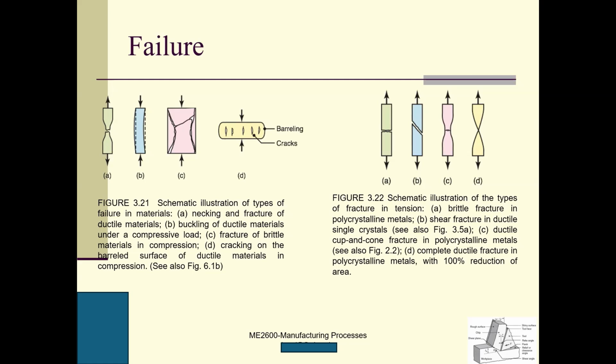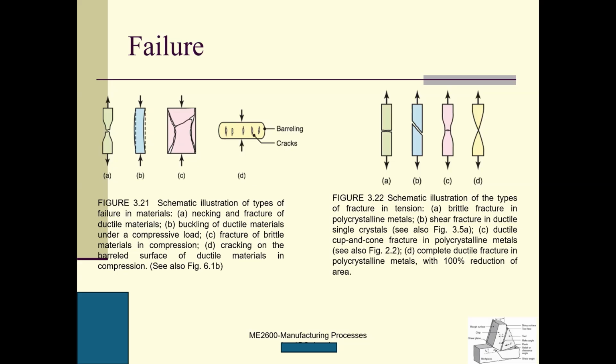Are you taking the mechanical solid lab? You will do this tensile test. You will be given three specimens: one is cast iron, one is aluminum, and one is steel. Aluminum and steel are ductile, and the cast iron is brittle.